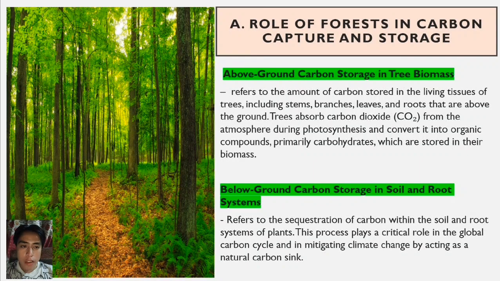The second is below ground carbon storage, which is in soil and roots. Carbon is also stored underground in the soil and the root system of plants. These help keep CO2 out of the atmosphere for a long time.